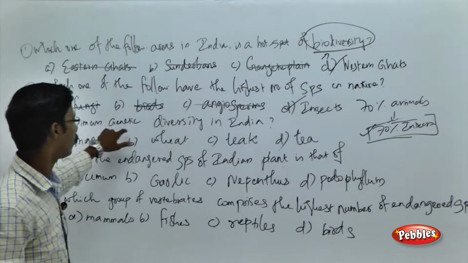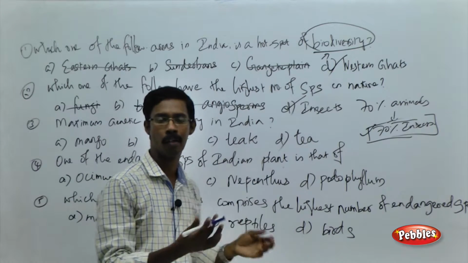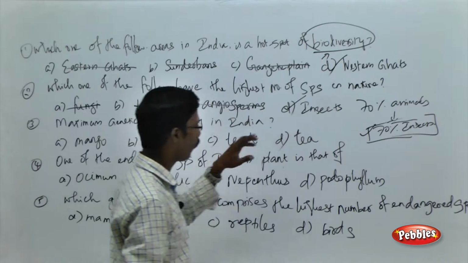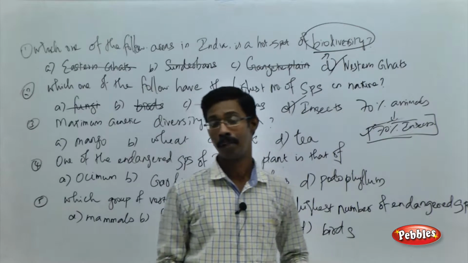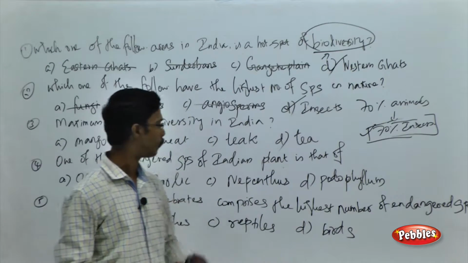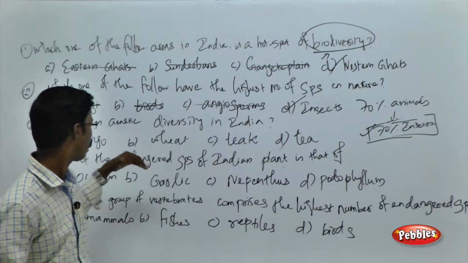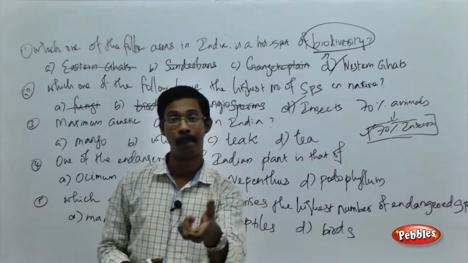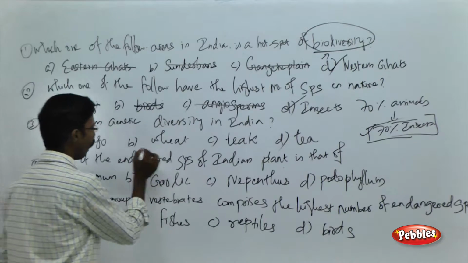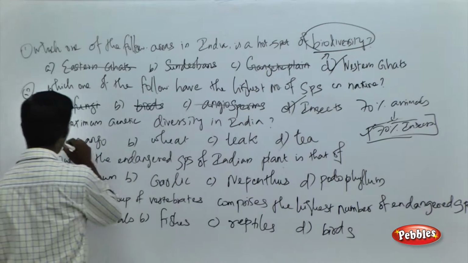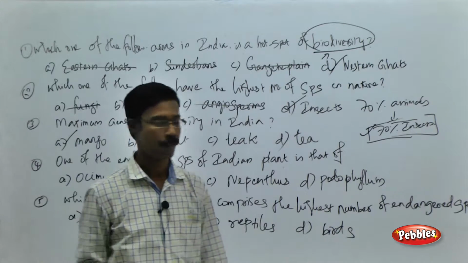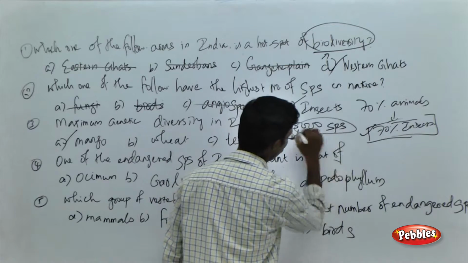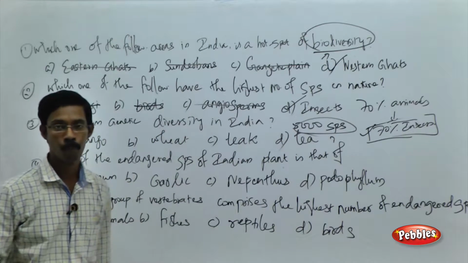Find out the maximum genetic diversity. Which among the following has the maximum genetic diversity in India? See the choices: mango, wheat, teak, tea. We have genetic diversity in all the plant varieties, of course, in teak, tea, wheat and mango. But the question is asking which has the maximum genetic diversity. Compared to wheat, teak and tea, mango has the highest genetic diversity in India. Around 4,000 to 5,000 different varieties of mango are available in India.